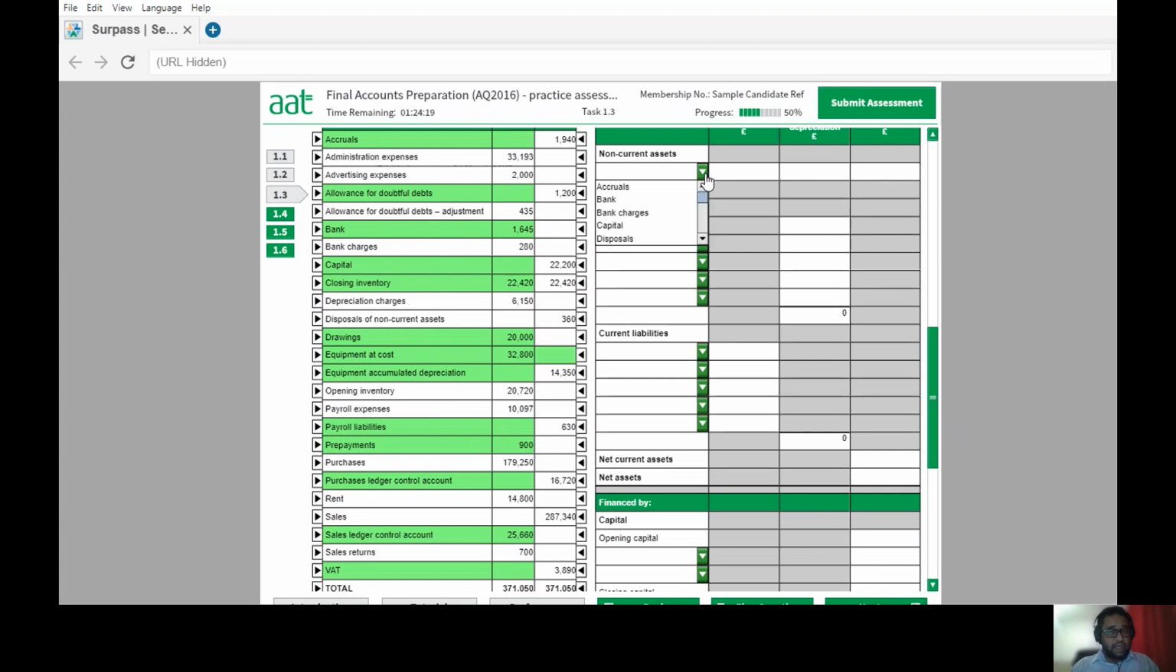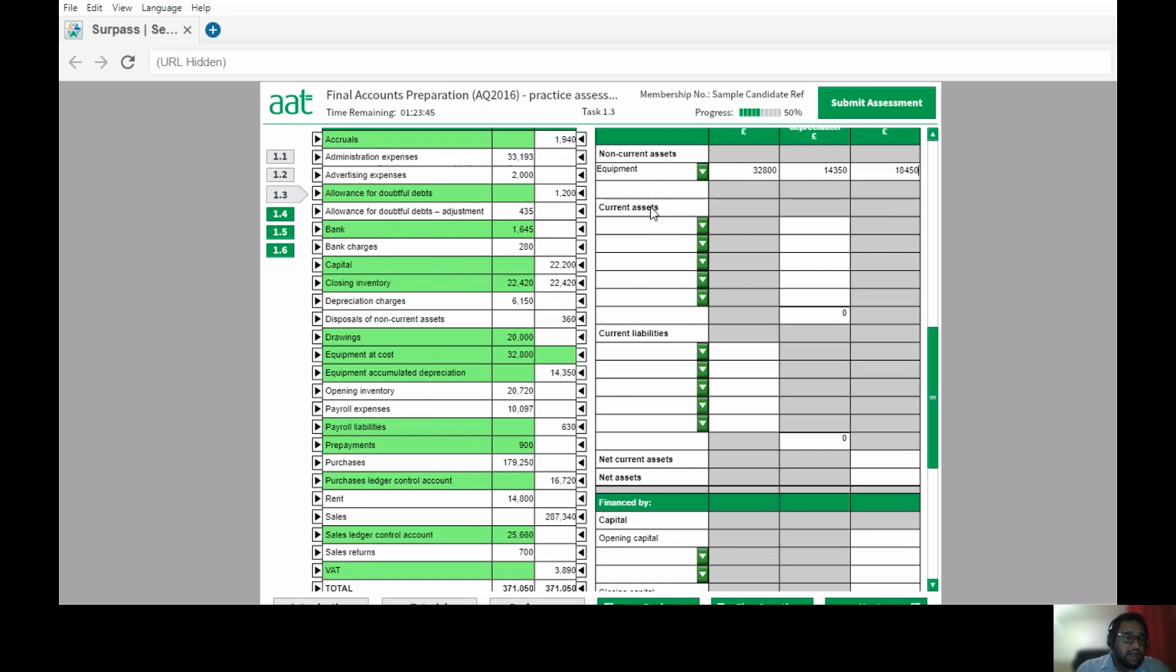So let's select that one here. I'm going to put it down, equipment. The equipment at cost value is going to be 32,800 pounds, and the accumulated depreciation for that one is going to be 14,350. So therefore, the amount I have left is going to be 18,450 pounds. Okay, and then what else do we have on the non-current assets? Nothing else. There's only one box, and we got that filled out.